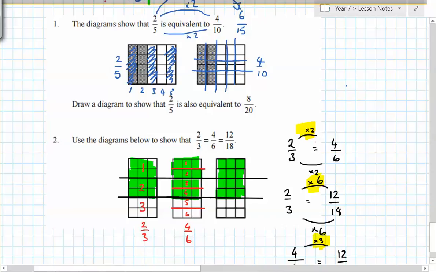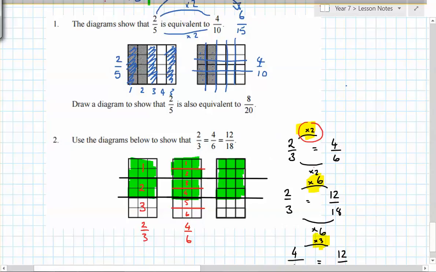How, though, is that the times by 2? What did I actually do to the diagram? You halved it. Okay, so timesing by 2 actually divides everything by 2 in reality. So by timesing the numerator, you actually halve the size of each piece, but you've got double the number of those pieces.